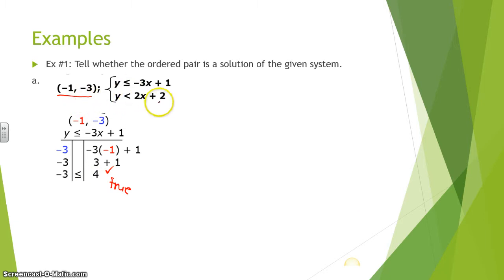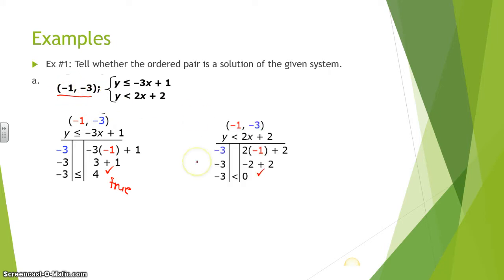Now we take our second inequality, y is less than 2x plus 2, and substitute (-1, -3). We plug in -1 for x and -3 for y. 2 times -1 is -2, plus 2 is 0. Is it true that -3 is less than 0? Yes, this is true. So the ordered pair does work. It is a solution for the system of linear inequalities.